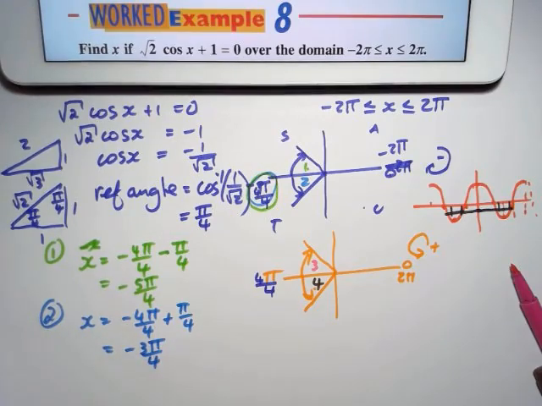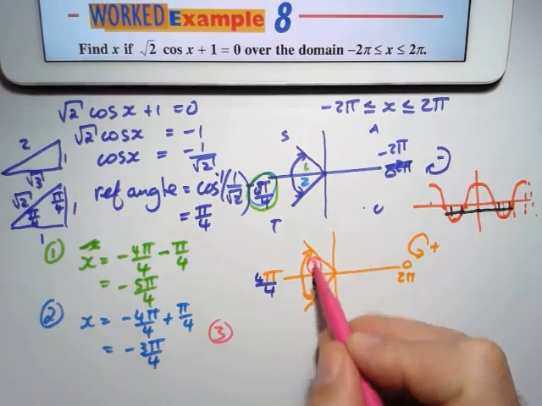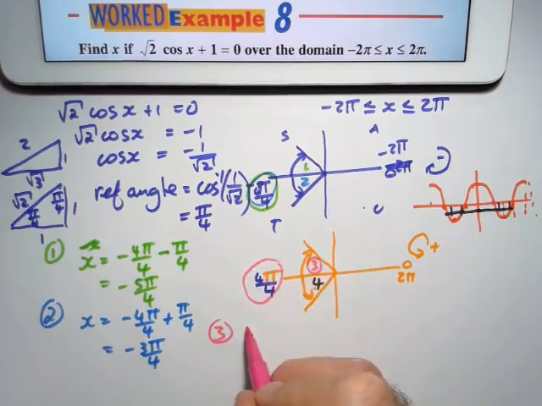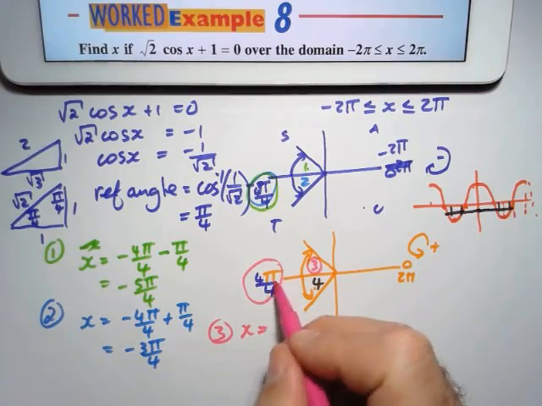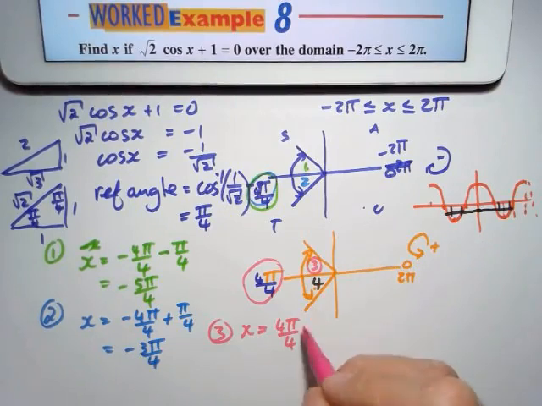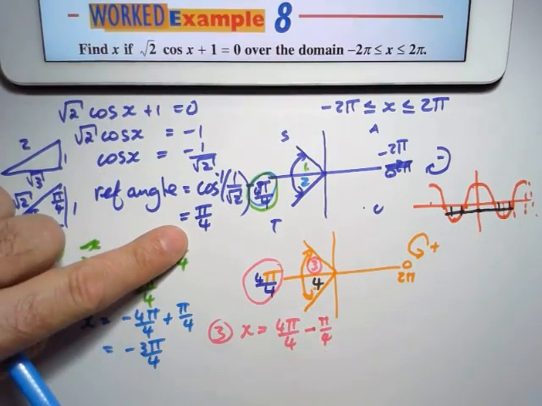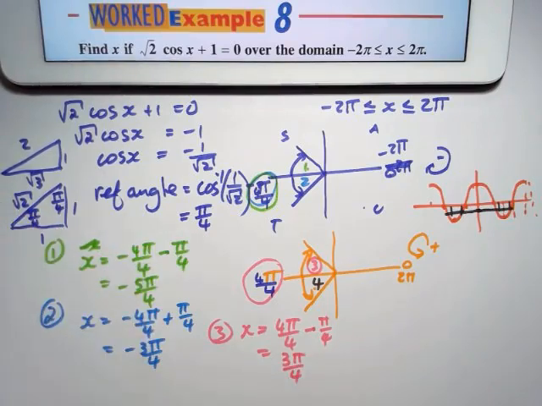Okay, now I'm going to do what I always tell my students not to do, I'm going to write next to it here. Try and do everything underneath each other. So angle 3, how do I get to angle 3? I start with 4 pi over 4, so x equals 4 pi over 4, and I go in the negative direction, so take away my reference angle of pi over 4. So 4 pi over 4 take away pi over 4 is 3 pi over 4.